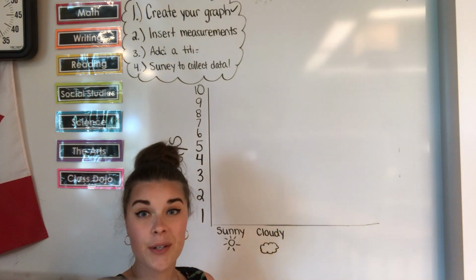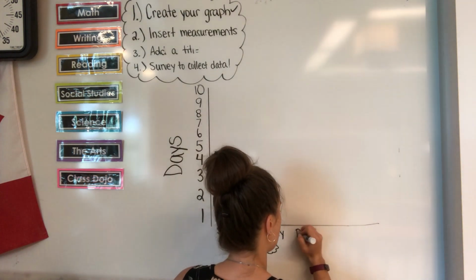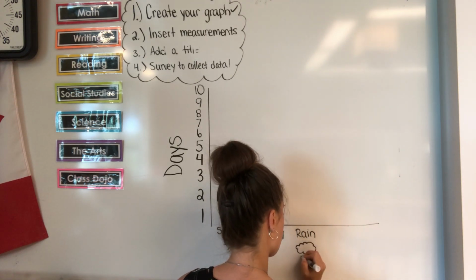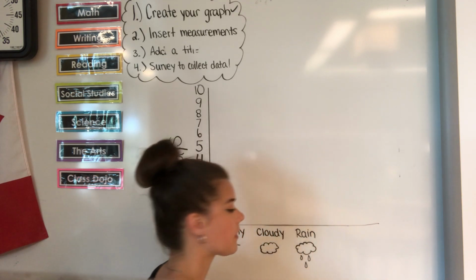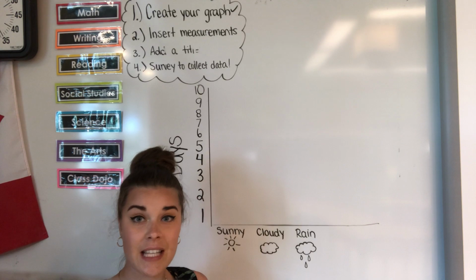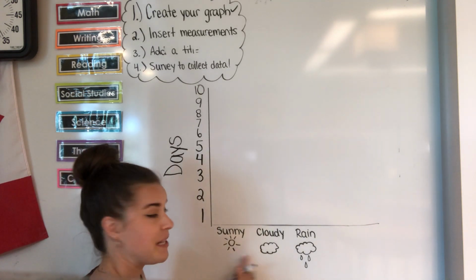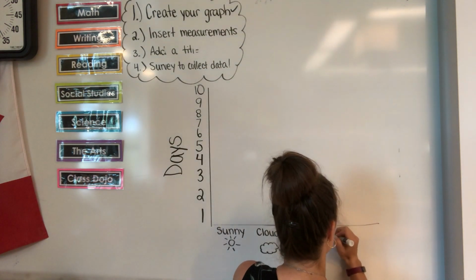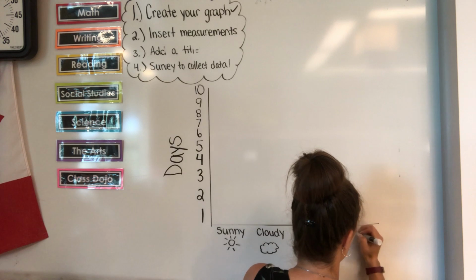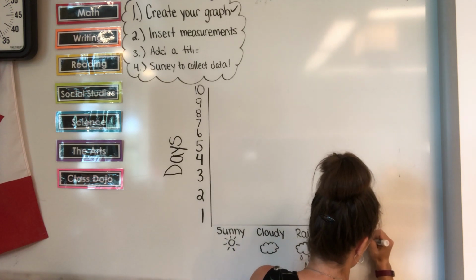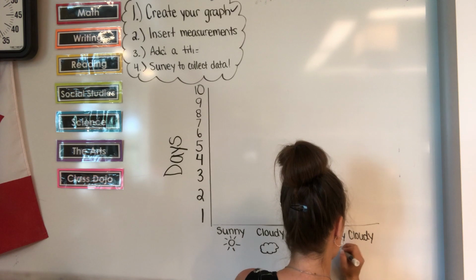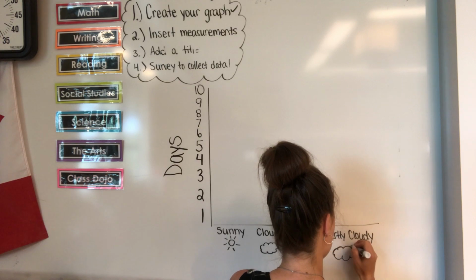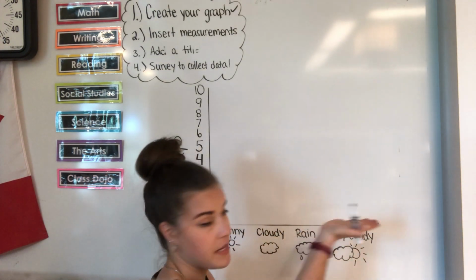We might also experience, of course, rainy days. Rain. A lot of days in Lake Country, we experience something called partly cloudy, which means that it's a mix of both sun and clouds. So I'm going to include that as well. I'm going to put partly cloudy. And I'll draw a little cloud with the sunshine peeking out from it. At this point, you may have to make your graph a little bit longer.